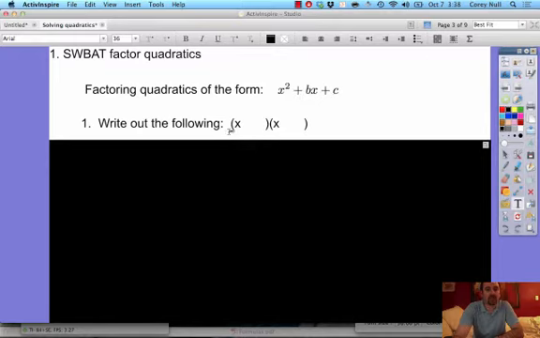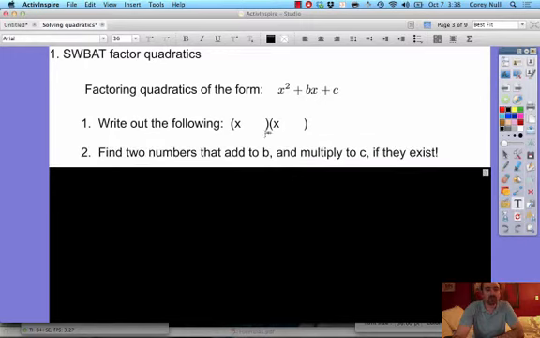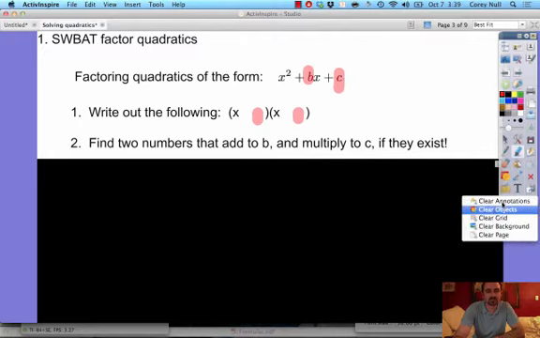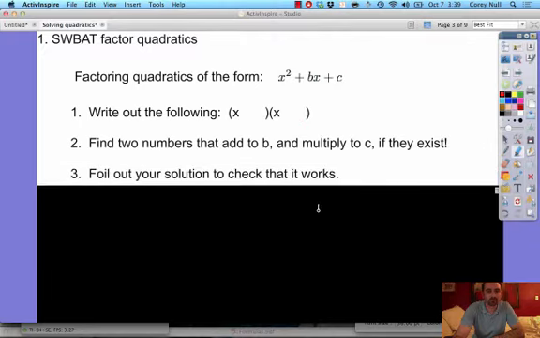The first step is to write out the following. Just write out open parentheses x, give yourself some space, close parentheses, open parentheses x, give yourself some space, close parentheses. That's the first thing to do. Then we want to find two numbers that add to b and multiply to c, if they exist. They don't have to. Okay, so I want to find a number here, I'll highlight that spot, a number here and a number here, so that when I add those together, I get b, and when I multiply them together, I get c. Then we FOIL the solution and check to see that it works.